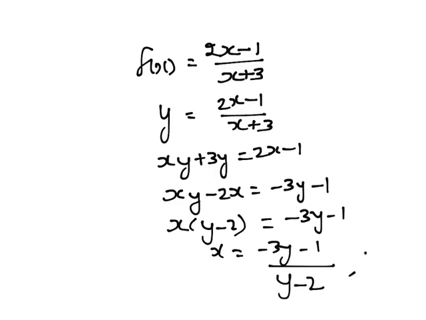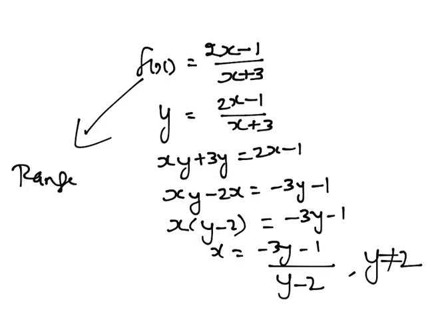So here y cannot take the value of 2, isn't it? Because then the denominator will become 0. So basically for this function, the range is all real numbers except 2. Okay. So this is how you find the range of a rational function.